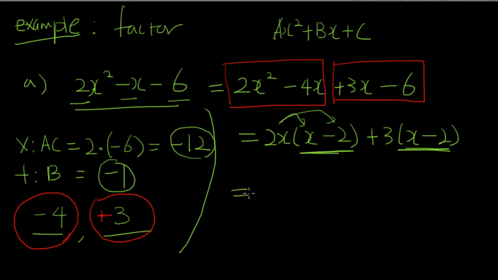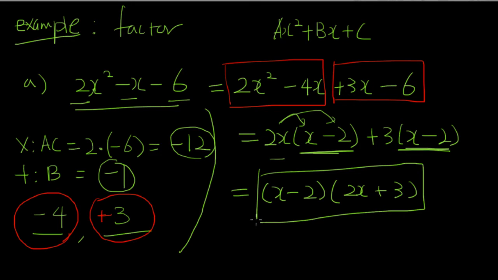Okay, so once you factor that, our common factor now would be x minus 2. What's left behind is 2x plus 3. And that's it. That's our answer. Pretty neat, right? Okay, so let's try one more of this.